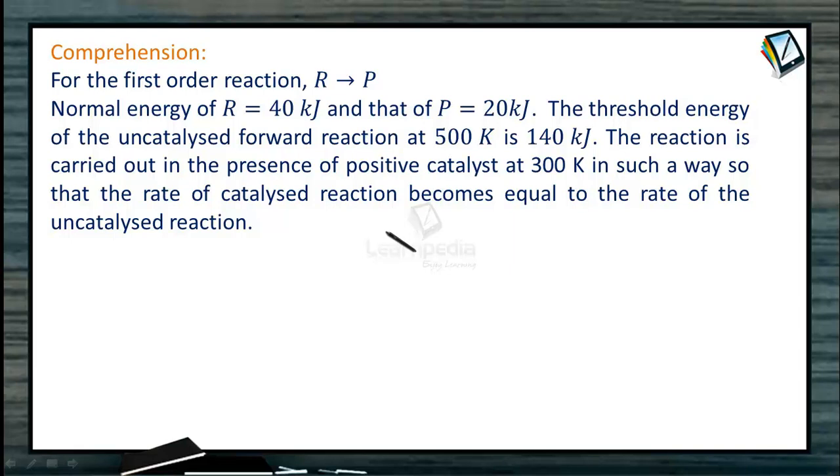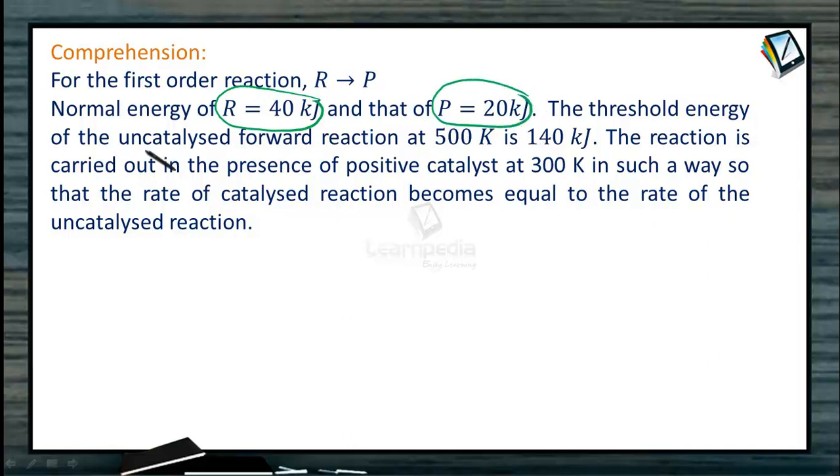This is the comprehension related to chemical kinetics. When you read this comprehension carefully, you can clearly understand that 40 kilojoules is the normal energy of the reactants and 20 kilojoules is the normal energy of the products.